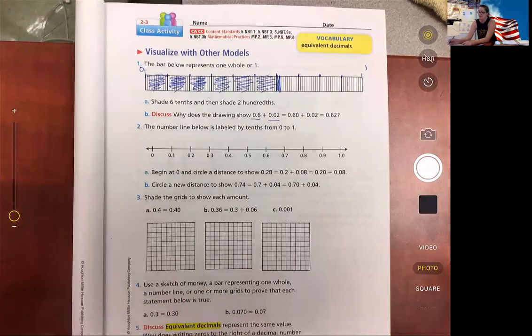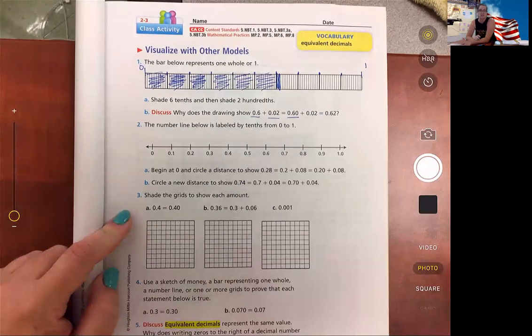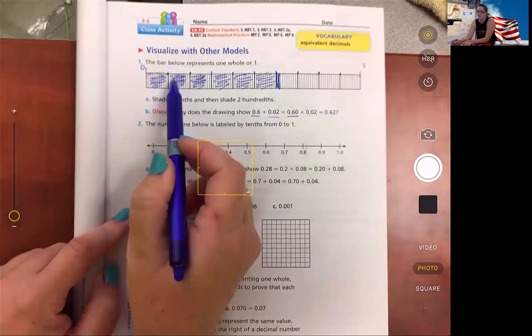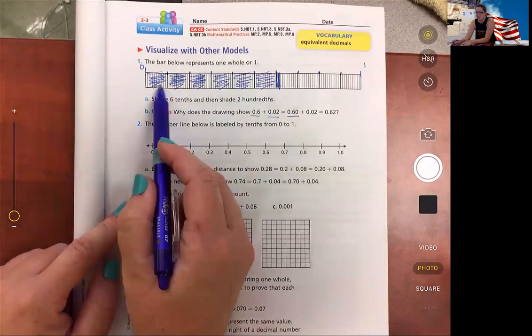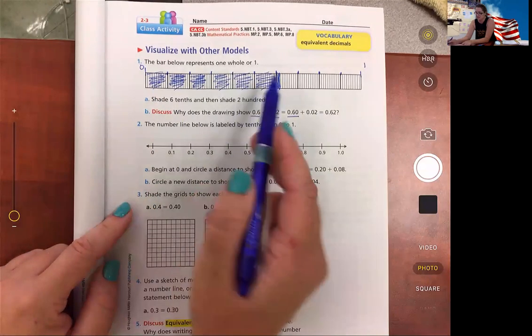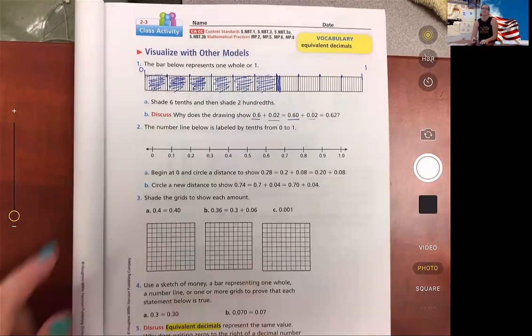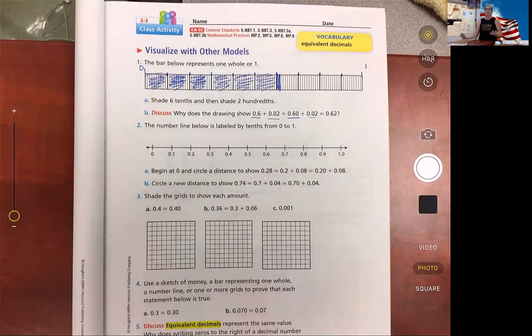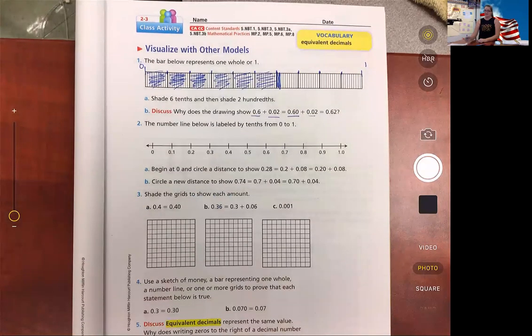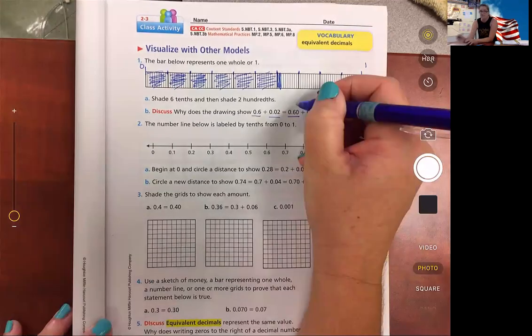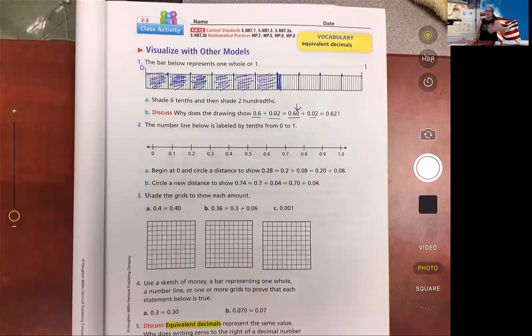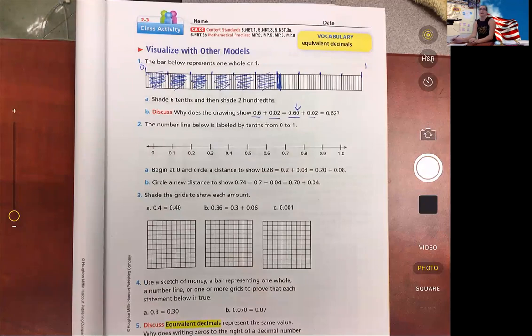But also, like we just said, it shows us 60 hundredths because each one of these tenths has 10 hundredths in it. So 10, 20, 30, 40, 50, 60 plus 2 more hundredths to give us 62 hundredths. So those are equivalent to each other, right? 6/10 plus 2 hundredths is equivalent to 60 hundredths plus 2 hundredths. Remember, we talked about this yesterday. We can add these zeros at the very end all day long and it won't change the value. Okay, it still makes it the same.